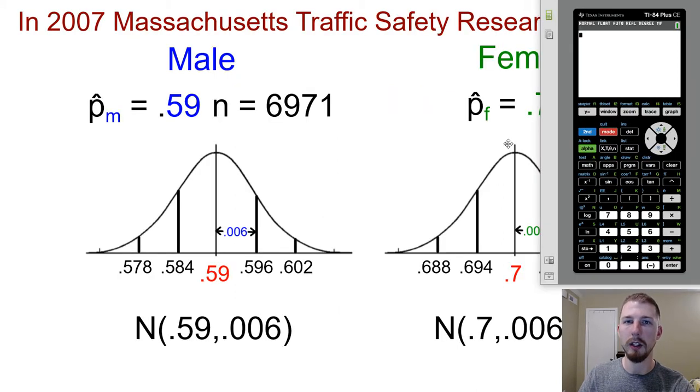So we can actually do all of this in a calculator. We're going to go to stat, arrow over to test. Instead of doing a 1 proportion z-test, we're going to do a 2 proportion z-test because we're comparing two different proportions. So the x1 is going to be from the first proportion.